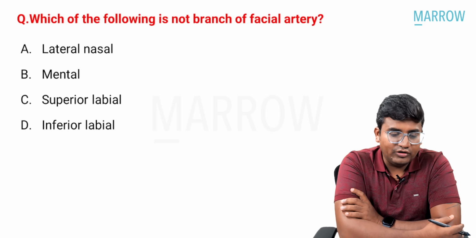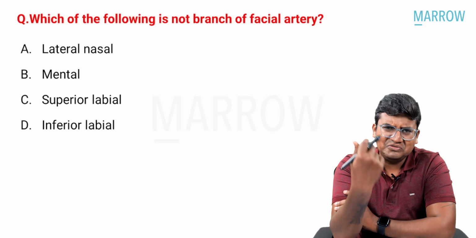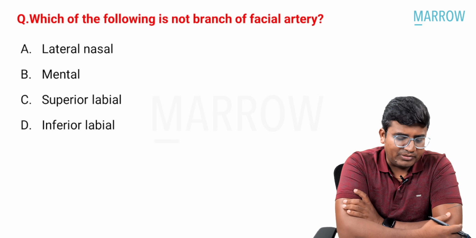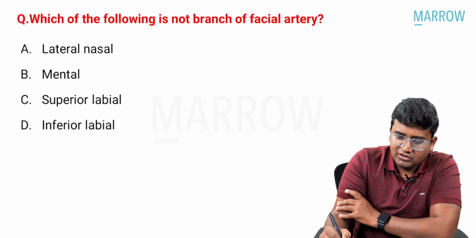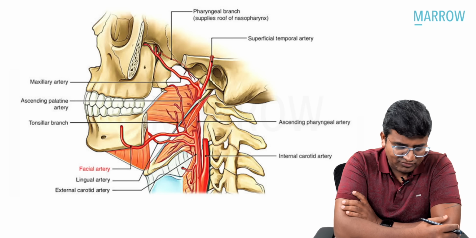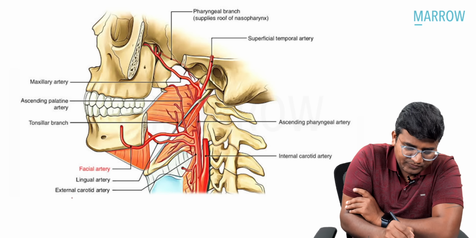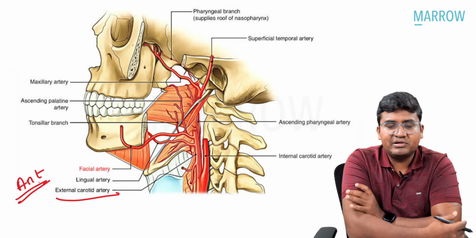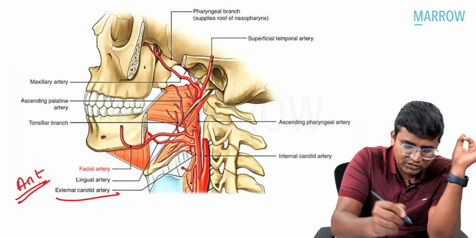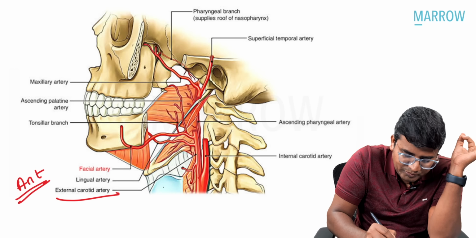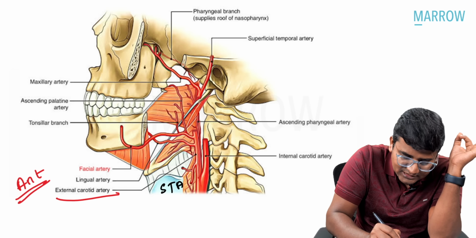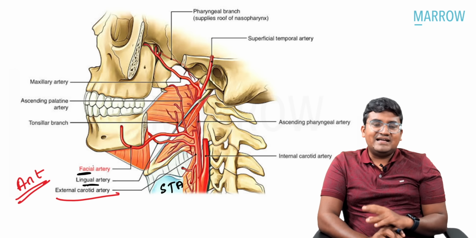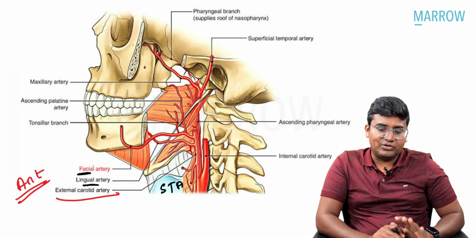Now, which of the following is not a branch of facial artery? Again, very old question. Option A, lateral nasal, B, mental, C, superior labial and D, inferior labial artery. Now, the facial artery is a branch of our external carotid artery. In the anterior branches of external carotid, we have three branches. What are those? This is our superior thyroid artery, and this is our lingual artery and facial artery. So these three are branches from the anterior part of external carotid.